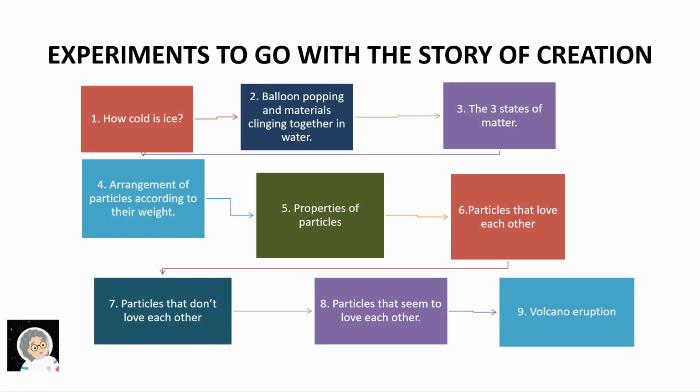Experiments to go with the story of creation. The first experiment is how cold ice is. Second one was balloon popping and materials clinging together in water. The third one, three states of matter. Fourth was arrangement of particles according to their weight. Fifth experiment was properties of particles. Sixth was particles that love each other. Seventh, particles that don't love each other. Eighth one, particles that seem to love each other. And the ninth one was volcano eruption.